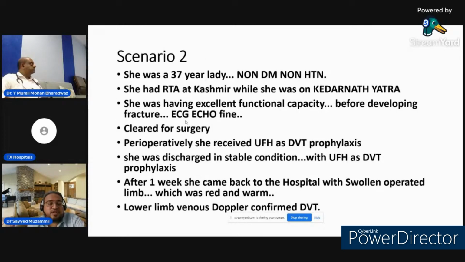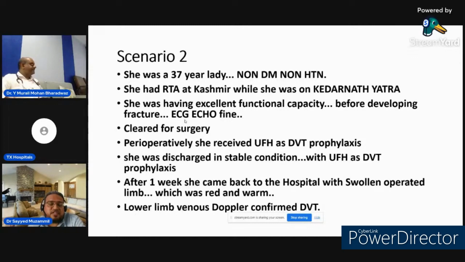Scenario 2 is a 37-year-old lady. She was non-diabetic, non-hypertensive, and she went to Kedarnath Yatra in Kashmir, and she had a road traffic accident there. She had lots of faith in orthopedicians in Hyderabad, so she came all the way from Kashmir to Hyderabad for surgery. I was given a consultation for fitness for non-cardiac surgery.